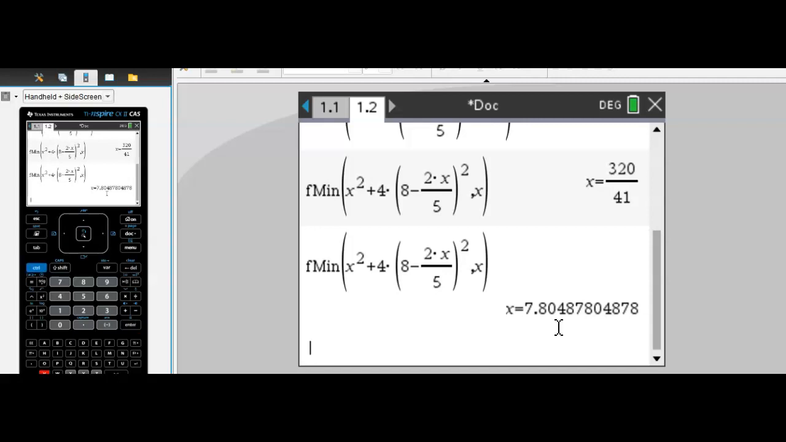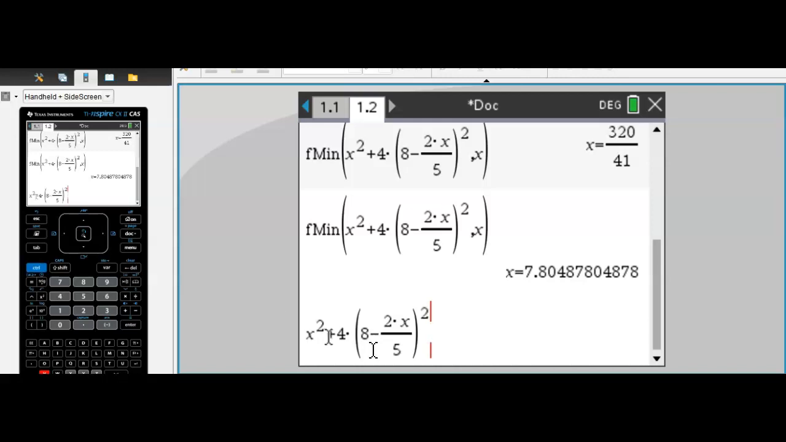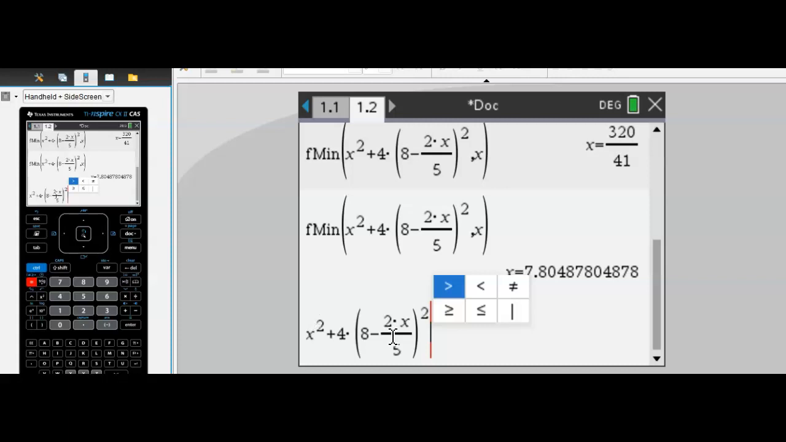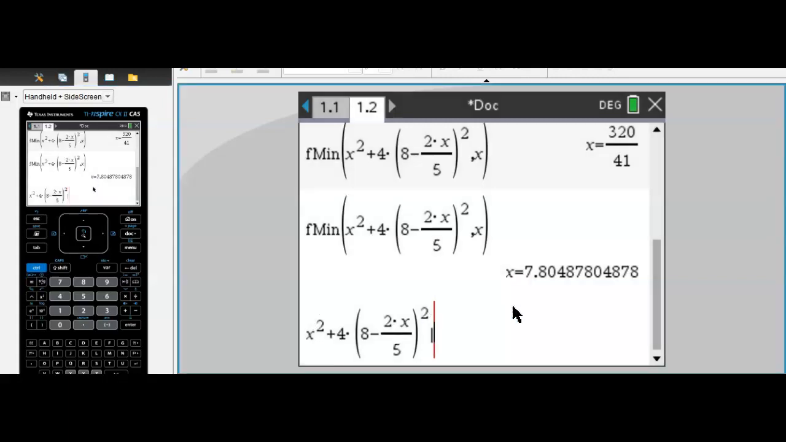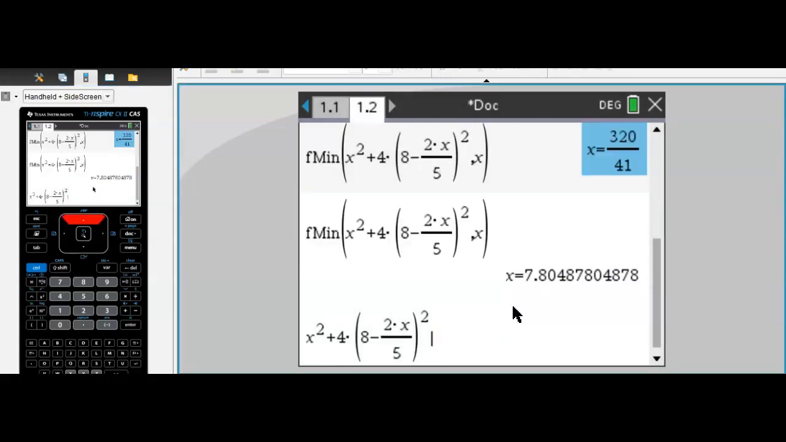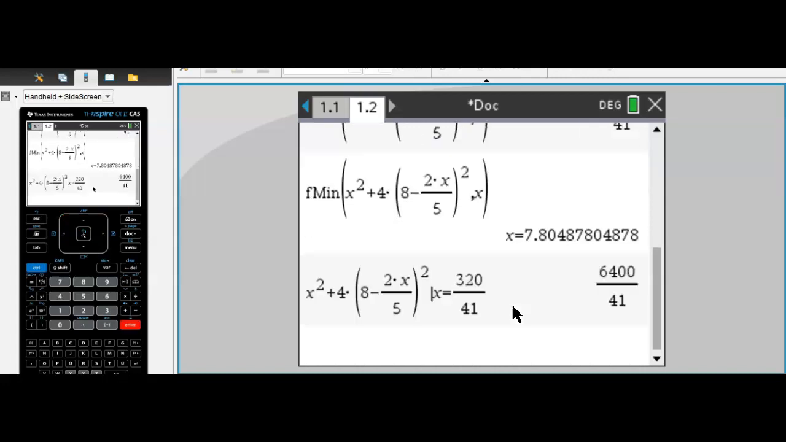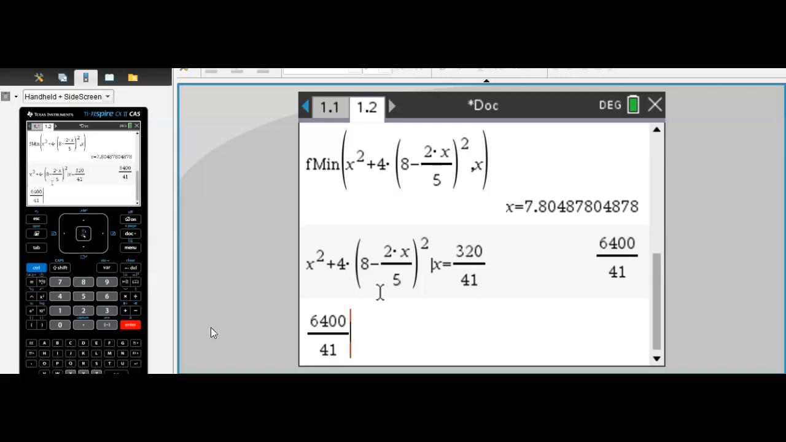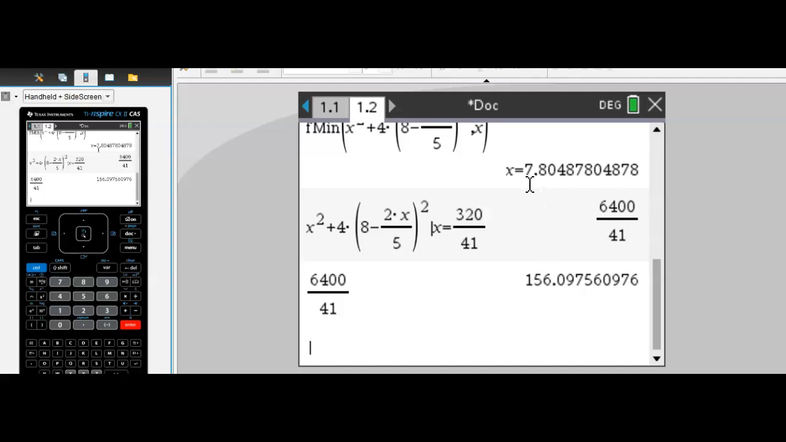So what I can do now is put my equation back in, Control Equals, given that, and then I can go back up, x is equal to that, and there's my y coordinate of the turning point. So we've got the x coordinate, 7.8, of your turning point, and the y coordinate is 156.1.